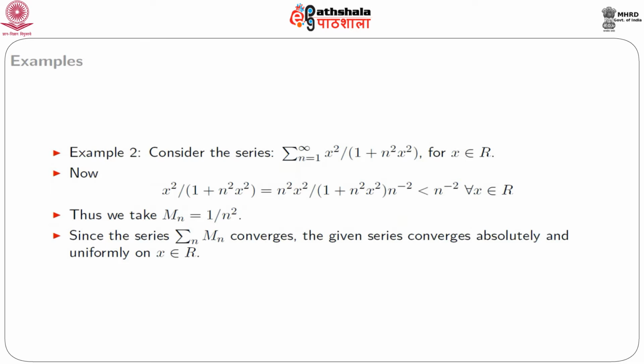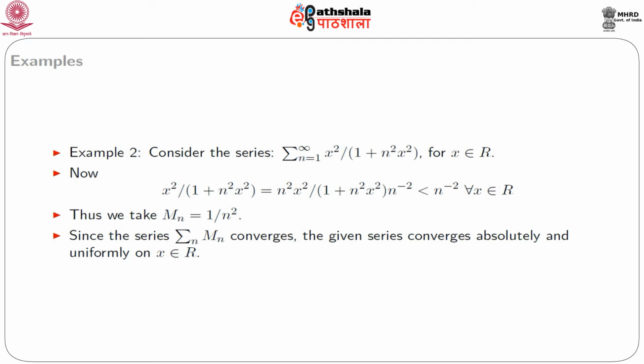Consider our next example, which has the nth term as x square divided by 1 plus n square x square. Now, x square divided by 1 plus n square x square can be written as n square x square divided by 1 plus n square x square, whole thing multiplied by n to the power minus 2.